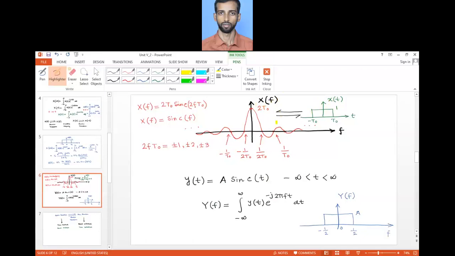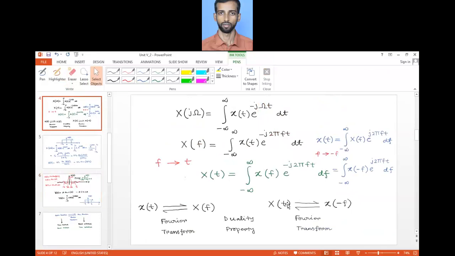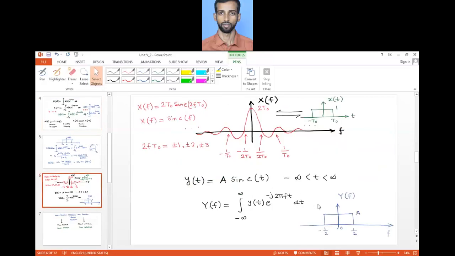with a mirror image, because you have capital X of t and small x of minus f. So you have a mirror image over there. That doesn't affect this particular case because the signal is symmetric with respect to the f equal to 0 axis. Now to make it simple, we just assume that twice t naught is equal to 1. In that case this function becomes X(f) equal to sinc(f).